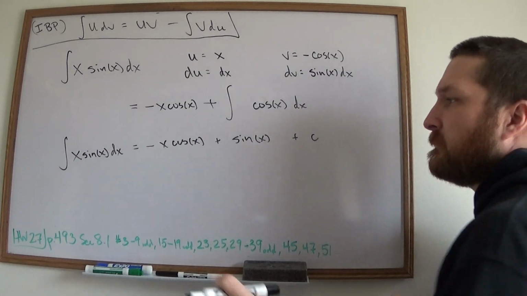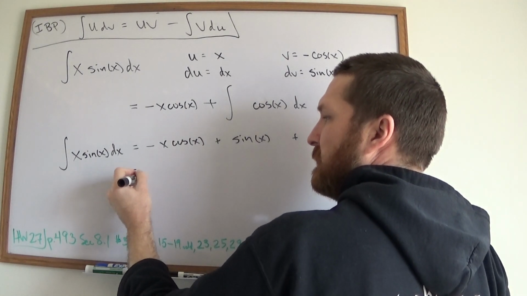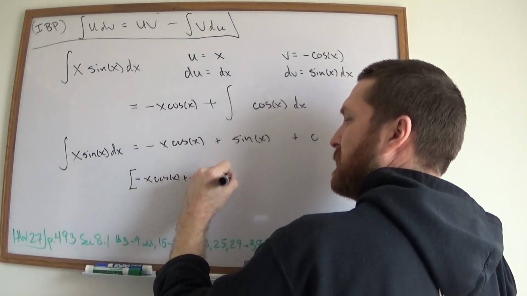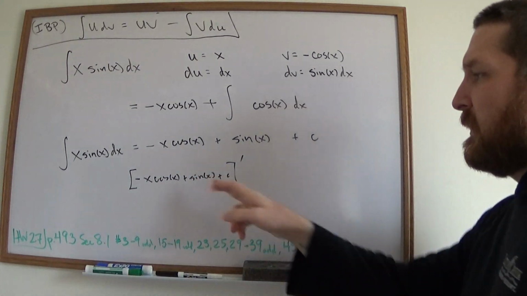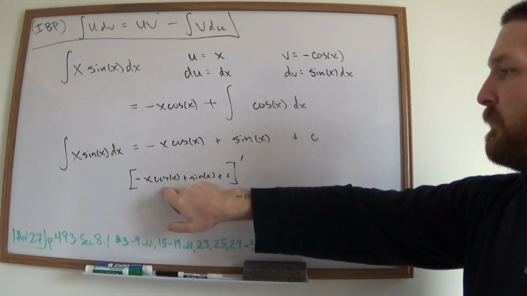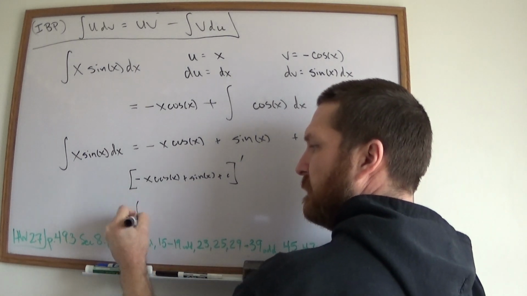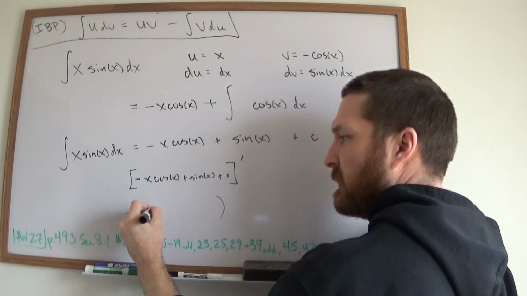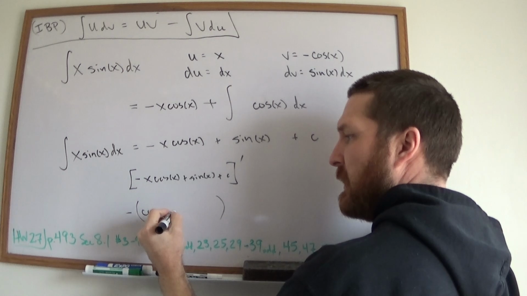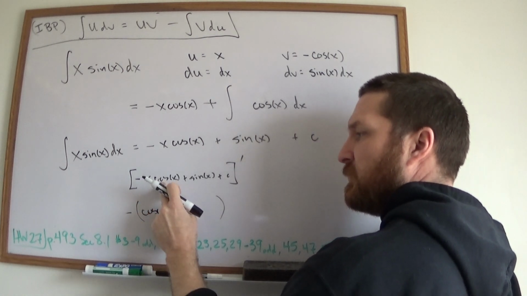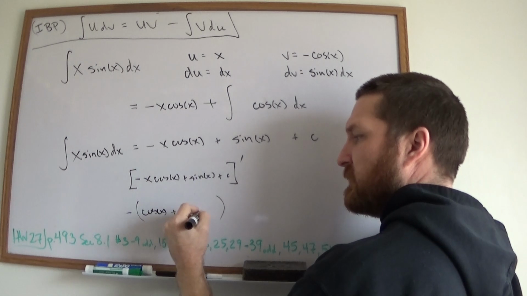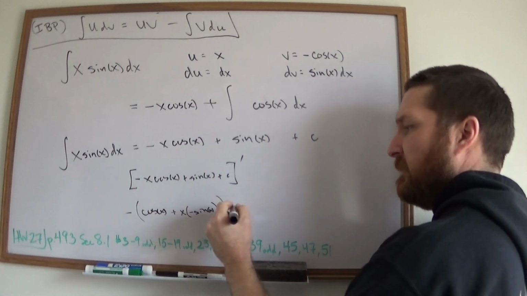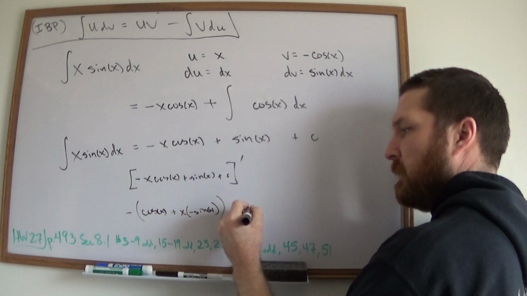Let's check it. There's negative x cosine x plus sine x plus a constant, take its derivative. Here, that's a product rule, so it's going to be negative, and I'm going to do the product rule: derivative of x is 1, leave cosine alone, add that to, leave x alone, take the derivative of cosine, and we get negative sine. Now plus sine, the derivative of sine is cosine.